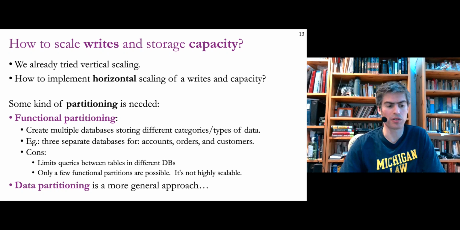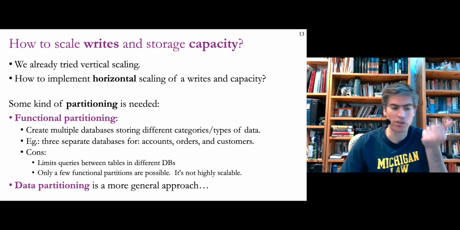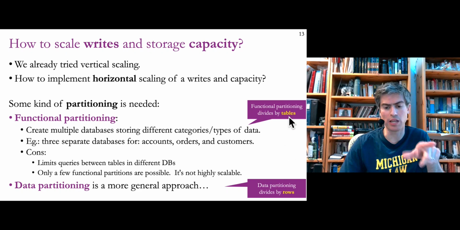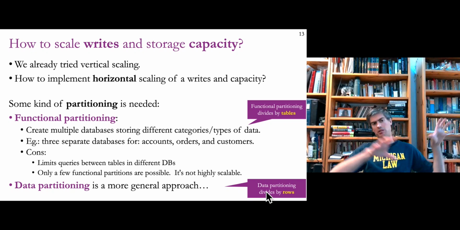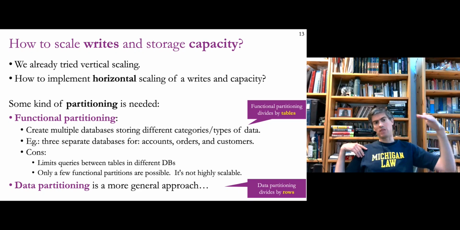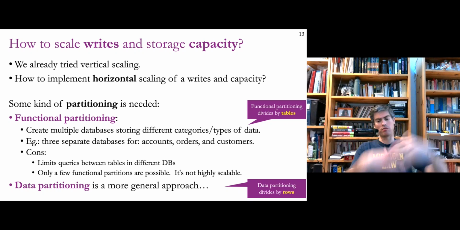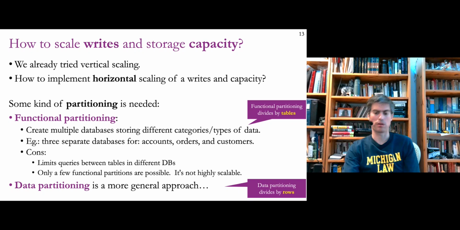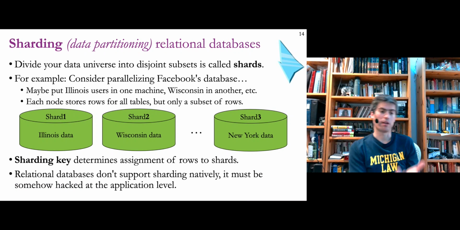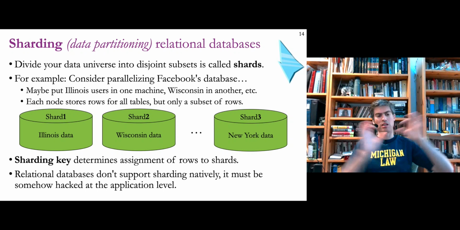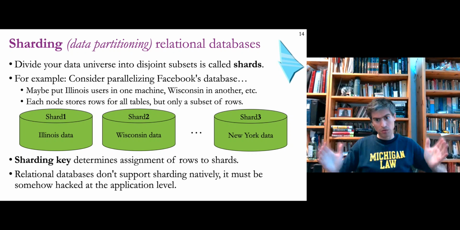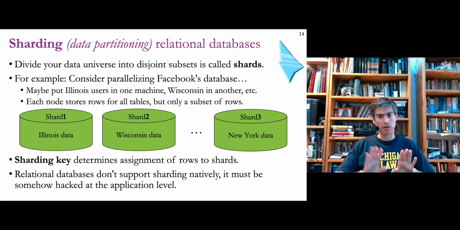The other approach to this, though, is called data partitioning, and this is more general because it divides data by rows instead of by tables. Okay, so functional partitioning divides data by tables. Data partitioning has the same schema and the same tables on a bunch of different nodes, but any given row, like any given data element, is assigned to one of those partitions, one of those nodes. And this is called sharding, actually, in relational databases. So a shard, think of a shard of glass. Originally, you had one big piece of glass, and you break it into different pieces. They all fit together to form the total, but there's no overlapping. Okay, they're all separate pieces.